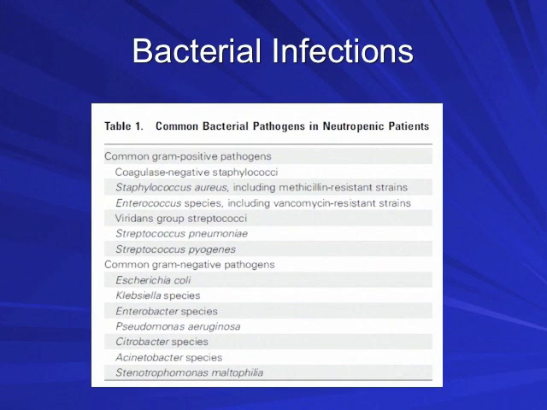Strep pneumoniae, which is usually associated with an underlying severe infection, pneumonia being most common. Group A strep associated with cellulitis. And then our aerobic gram-negative rods. And then, of course, we have to be aware of some of the more resistant organisms, such as Pseudomonas, Citrobacter, Acinetobacter, and Stenotrophomonas in these patients.